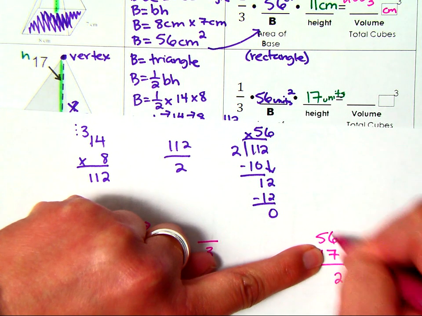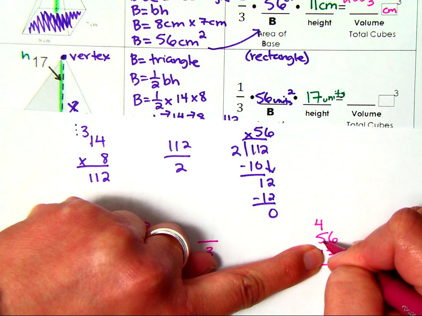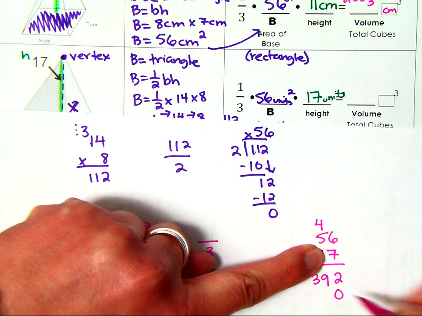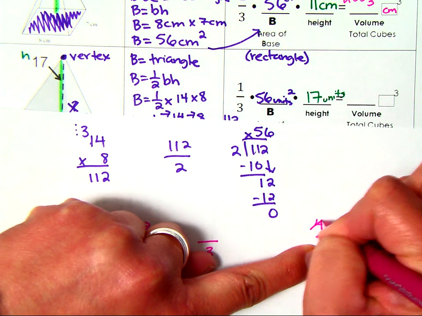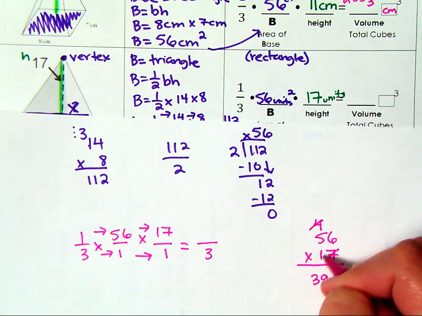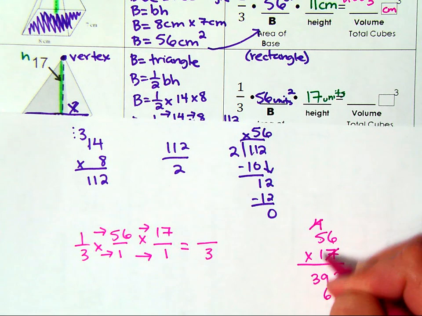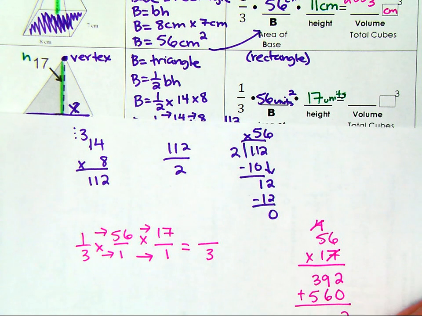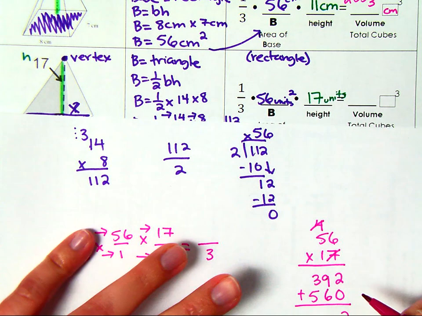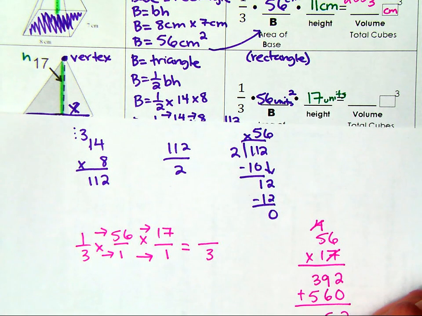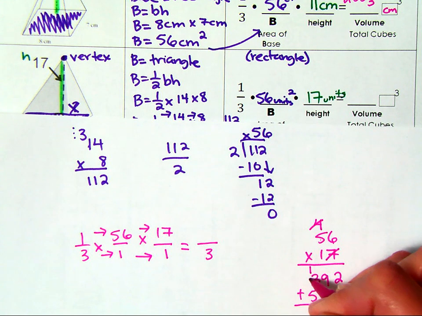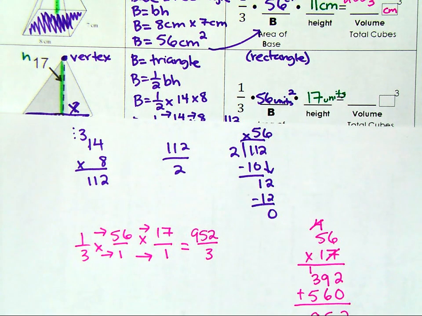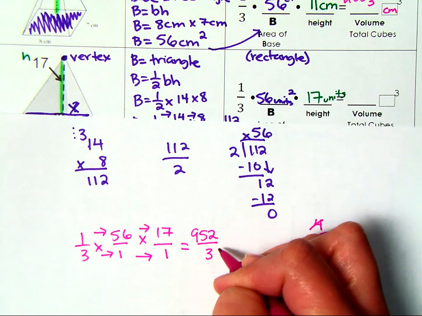7 times 6 is 42. 7 times 5 is 35, plus 4 is 39. 0 is a placeholder, and cross out the numbers we've used. 1 times 6 is 6. 1 times 5 is 5. Then we add that up. 2 plus 0 is 2. 9, 10, 11, 12, 13, 14, 15, 5, 6, 7, 8, 9. But it's not 952, it's 952 divided by 3.